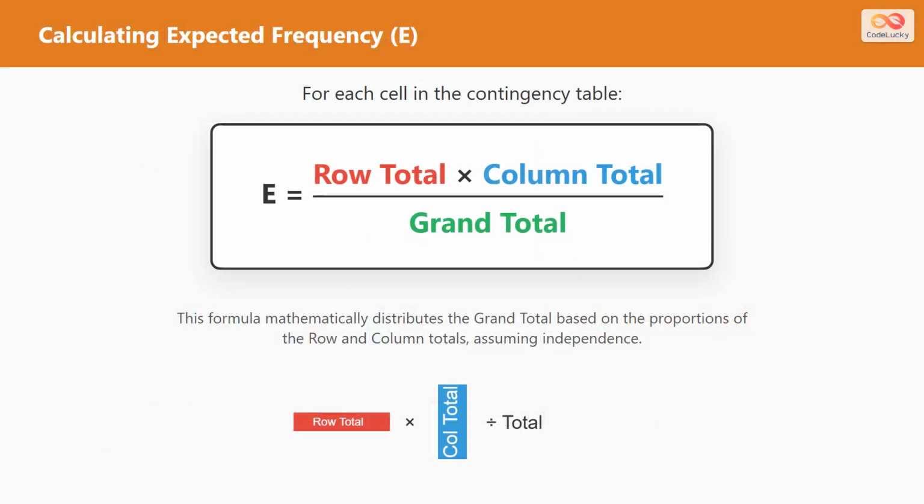How do we get those expected numbers? We use a simple formula for each cell in our table. We multiply the row total by the column total and then divide by the grand total. This mathematically distributes the total count across the cells as if everything were perfectly random and independent.